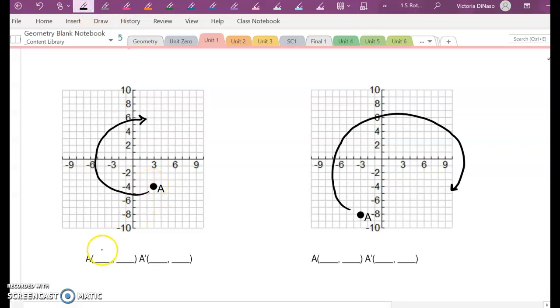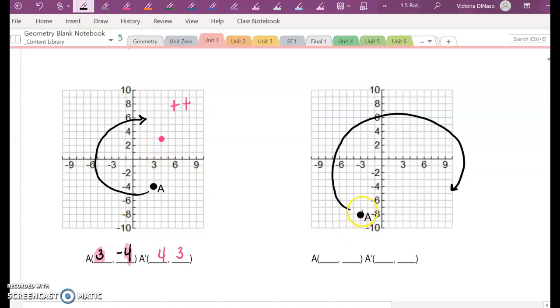So right here, we're at 3, -4. You're going to take the numbers, don't worry about the sign, and you're going to totally flip them around. It's going to be 4, 3. In this quadrant, positive, positive, so I'm going to go over 4 and up 3. There's my point.